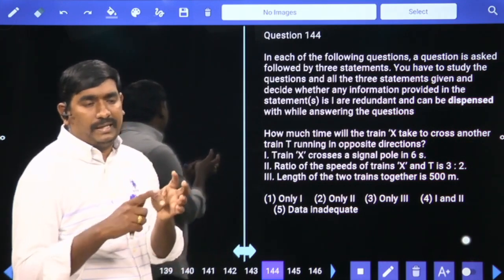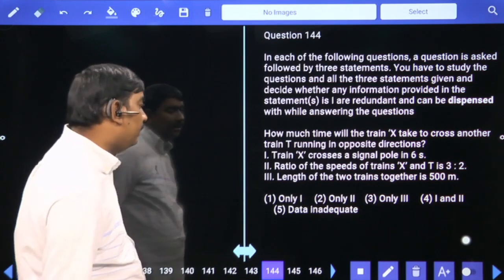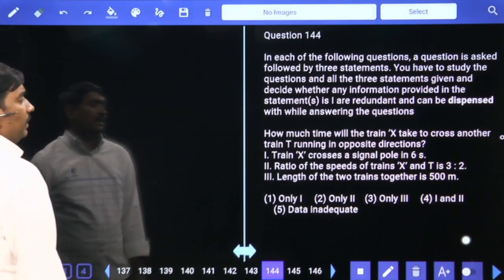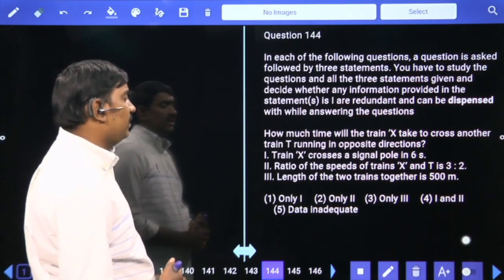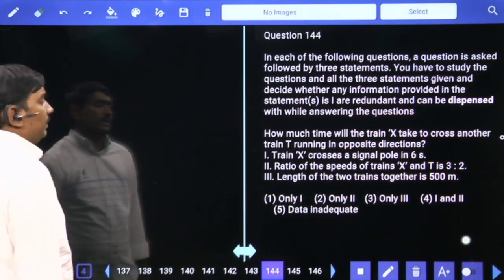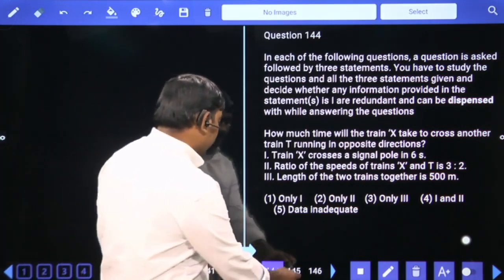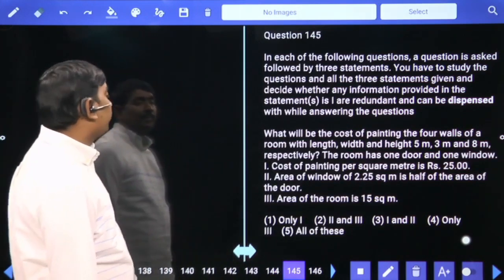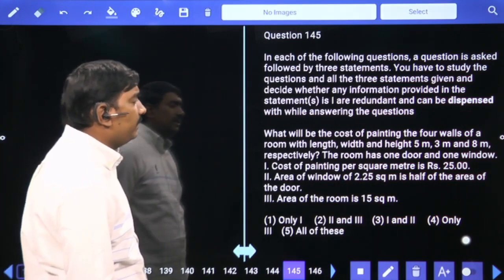It means you should be aware of the length of train X, length of train Y, speed of train X, speed of train Y. Train X crosses a signal pole in 6 seconds. No use. Ratio of the speeds of train X and Y are 3:2. Length of the two trains together is 500 meters. Data inadequate.